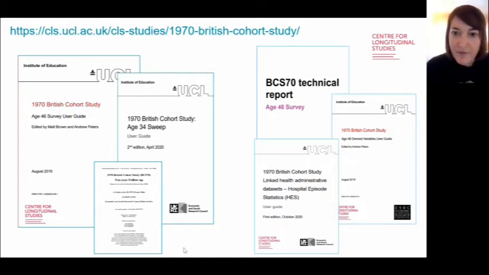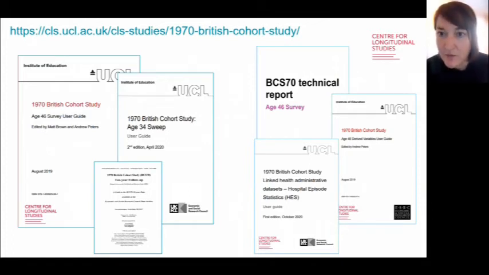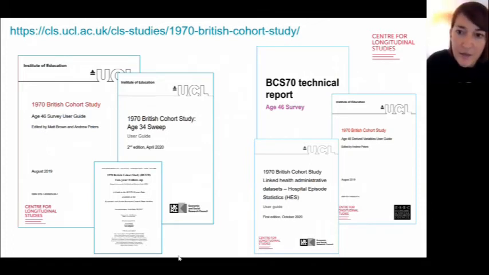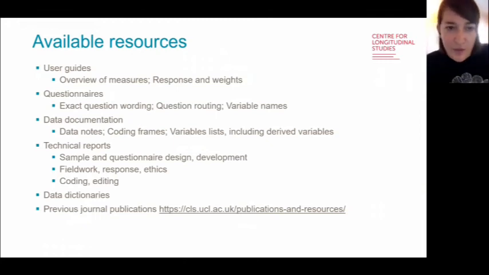There are specific survey user guides for each sweep of the data. There are also technical reports and guides to derived variables, as well as specific guides for things such as the linked administrative data. In this case, the screen grab is from the BCS link to the HES data, the hospital episode statistics data. So that main CLS webpage, the study page for British Cohort Study, will be a useful starting point for it.